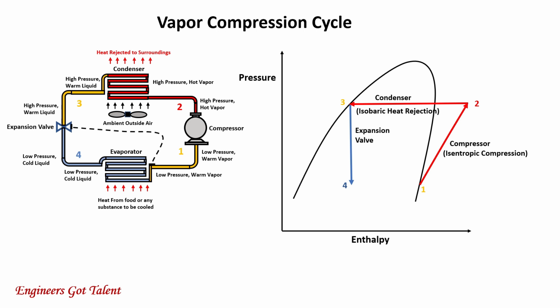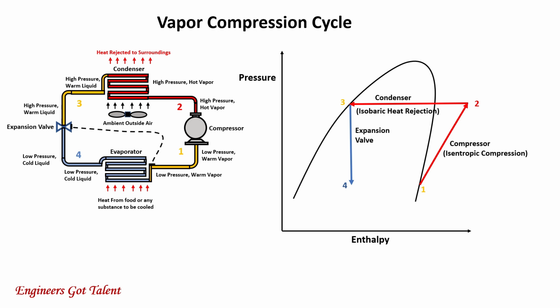The expansion process is isenthalpic, or constant enthalpy. Constant enthalpy means that there is no transfer of heat to or from the surroundings. No work is done by the surroundings or on the surroundings, and no change in kinetic energy of the fluid. Kinetic is the energy due to fluid in motion. Also, there is no change in energy entering and leaving the expansion valve. At point 4, the refrigerant leaves the expansion valve as a liquid-vapor mixture.